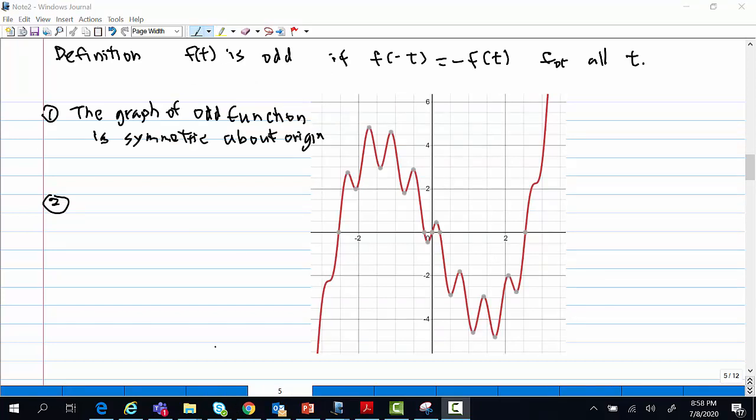Definition. We say that the function f of t is odd if f of minus t is the same as negative of f of t for all t. The graph of an odd function is always symmetric about the origin. But what does it mean? Here is a graph of an odd function.